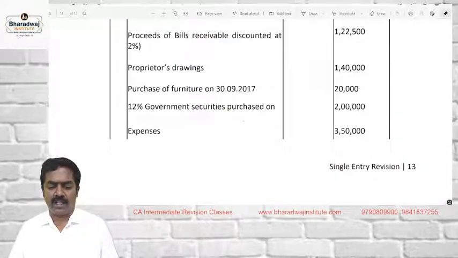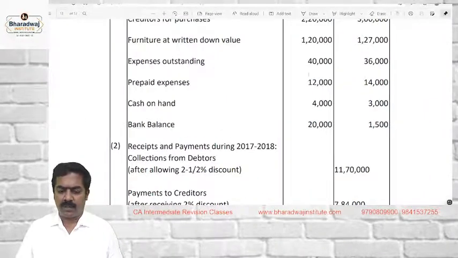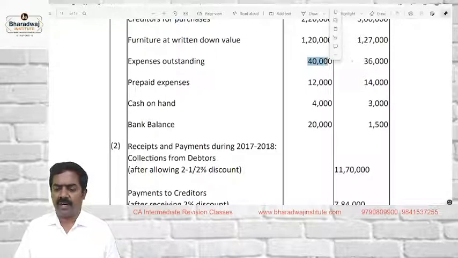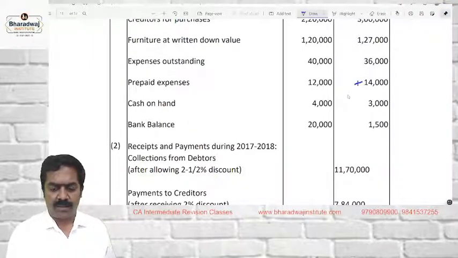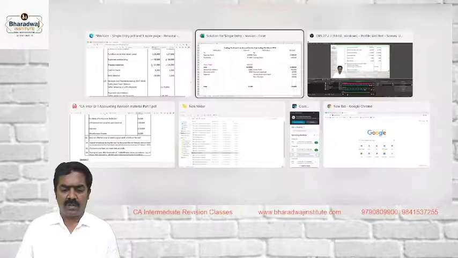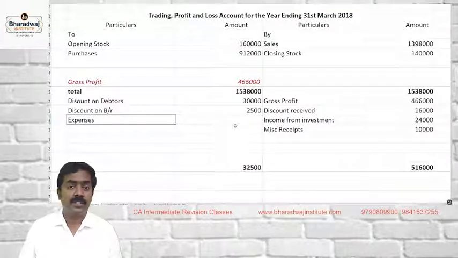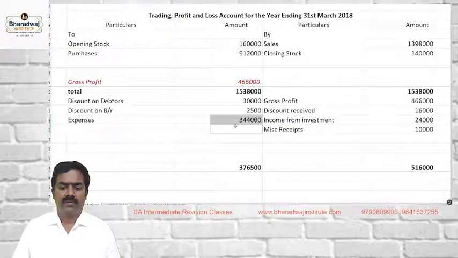Expenses adjusted for outstanding and prepaid items, 3,50,000 plus what? Same as we have done earlier. Add outstanding at the end minus outstanding at the beginning. Add prepaid at the beginning minus prepaid at the end. You adjust it. What is the expenses you are getting? How much? 3,44,000. Then furniture also you check.